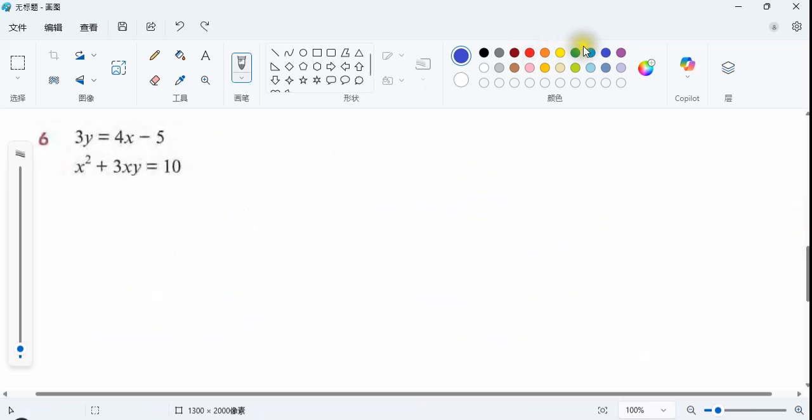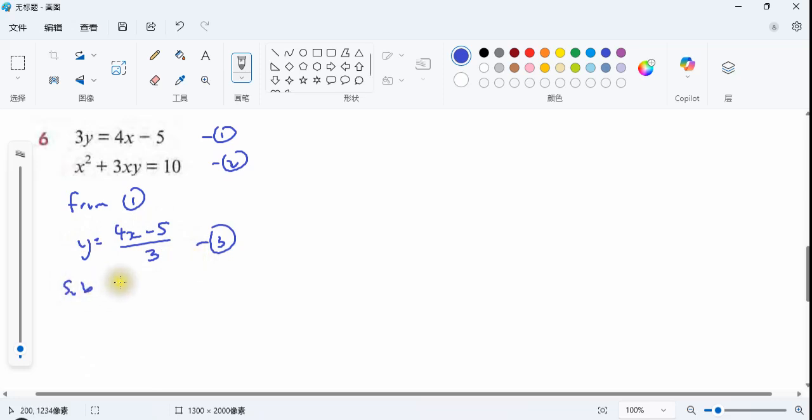Question number 6. This is linear, this is non-linear. We rewrite the linear as the subject and then substitute. So from equation 1, y equal to (4x minus 5) over 3. This is equation 3. Then we sub equation 3 into equation 2.